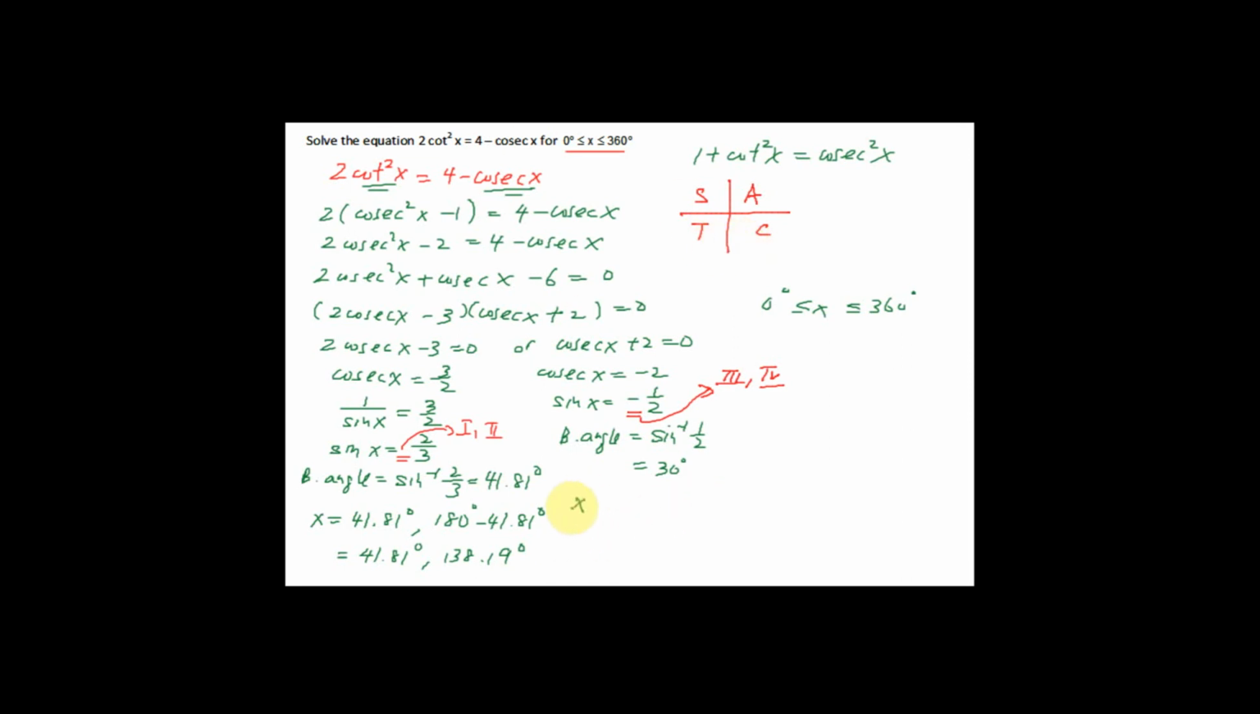So in the third quadrant, your angle should be 180 plus the basic angle. And in the fourth quadrant, your answer should be 360 minus the basic angle. Therefore, your answer should be 210 degree and 330 degree. Always put your final answer in ascending order. Your x equal to 41.81 degree, then you have 138.19 degree, 210 degree, and 330 degree. So this is the final answer.